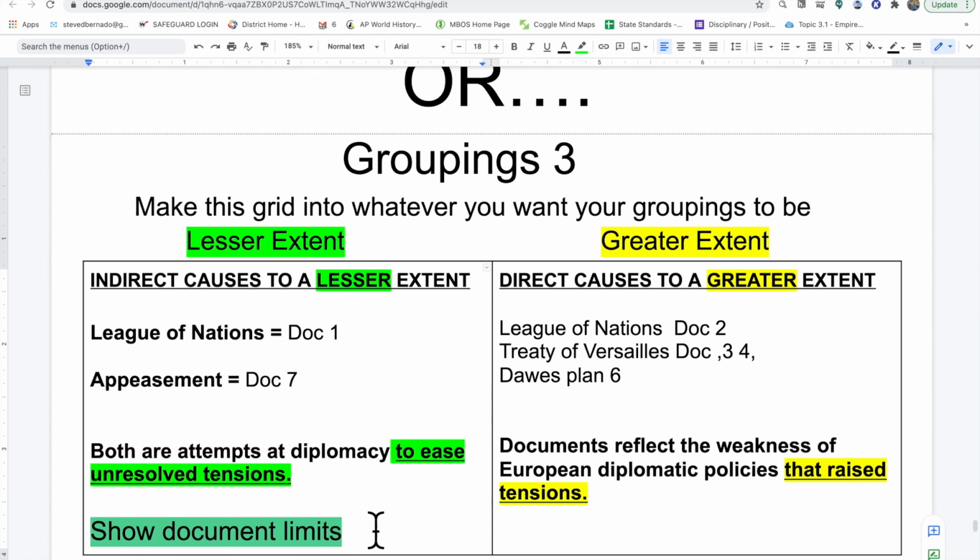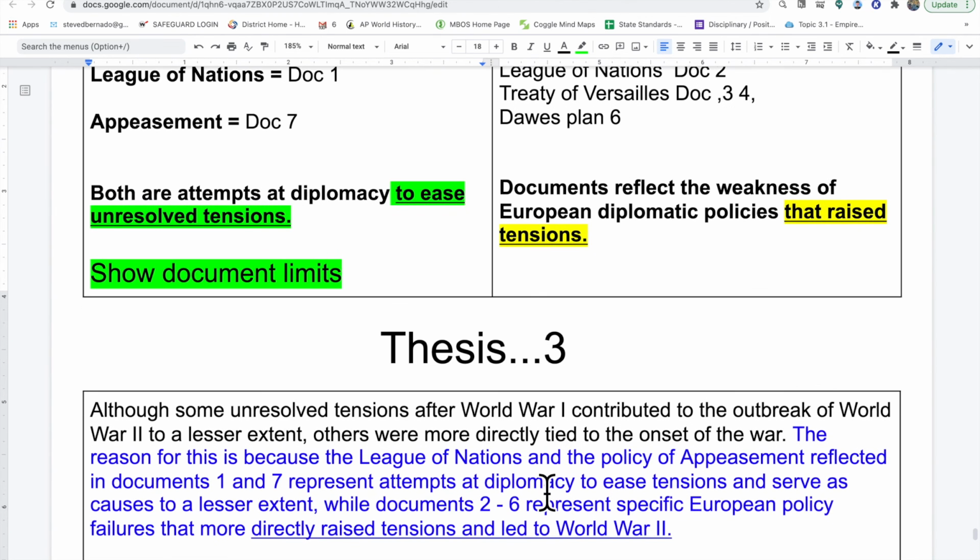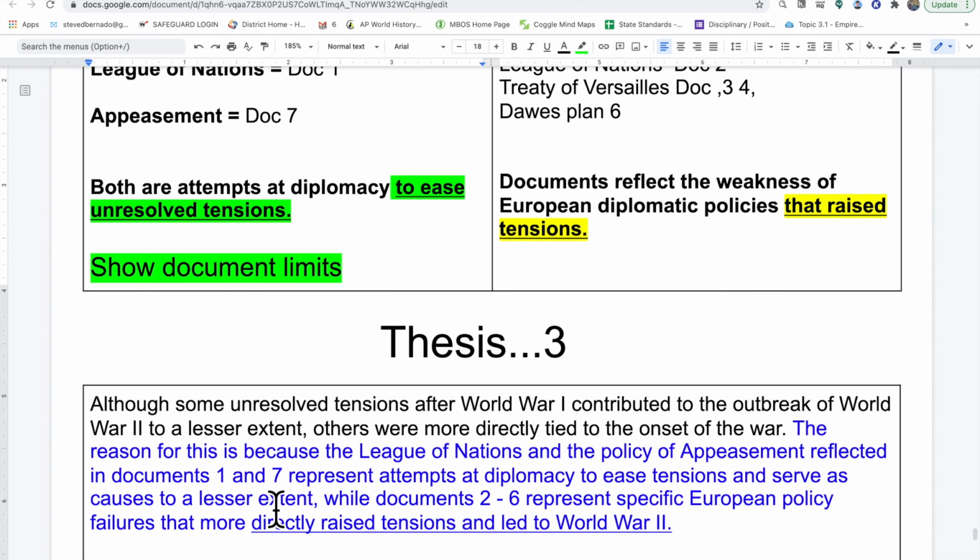Okay, so you can say that the point and purpose of the League of Nations was to ease unresolved tensions after World War I, and appeasement was to ease the unresolved tensions that were leading up to a Second World War and German aggression. But you'd say, though the purpose was to ease, now you show the limits: the historical context shows us that they actually did lead to World War II. All right? So let's take a look at the thesis that you can construct from this reasoning.